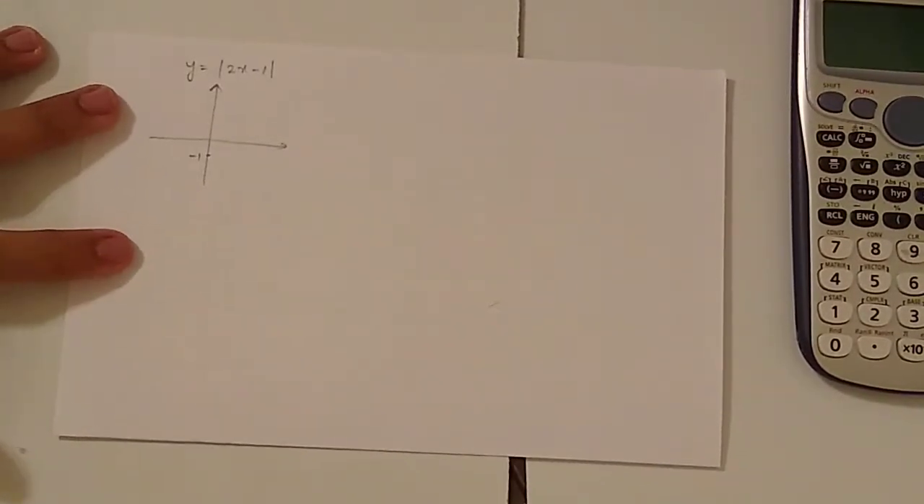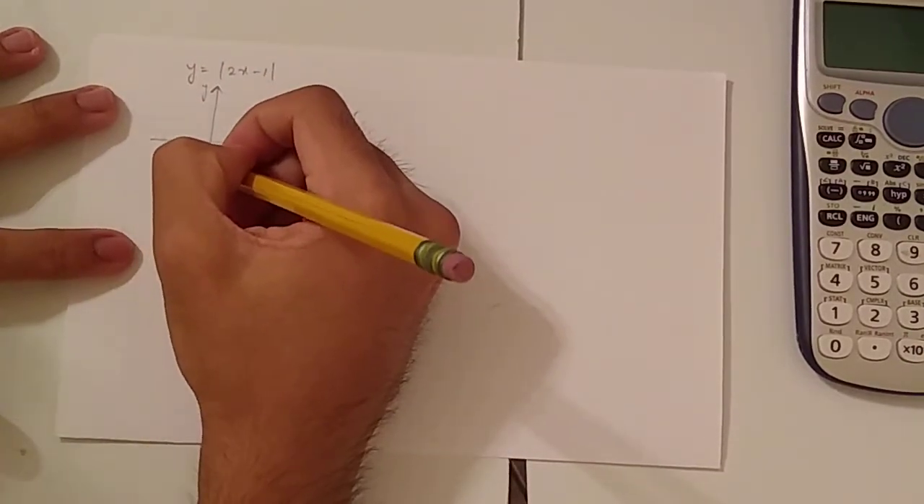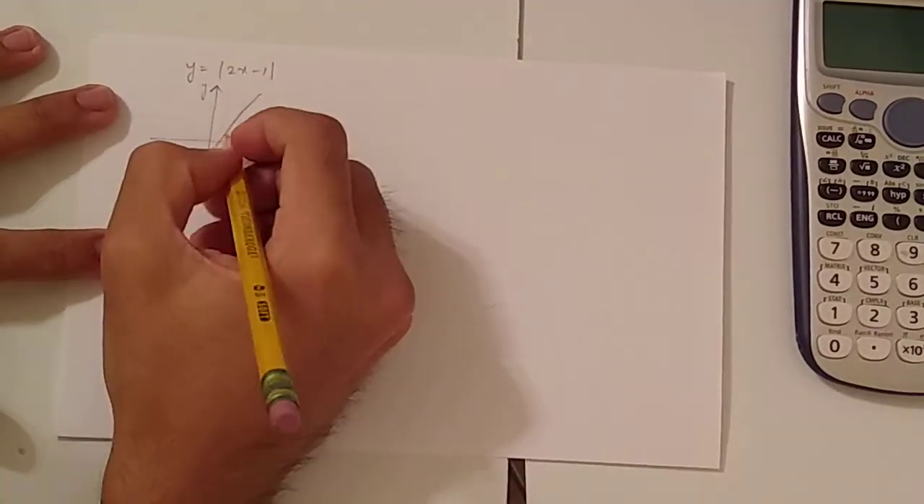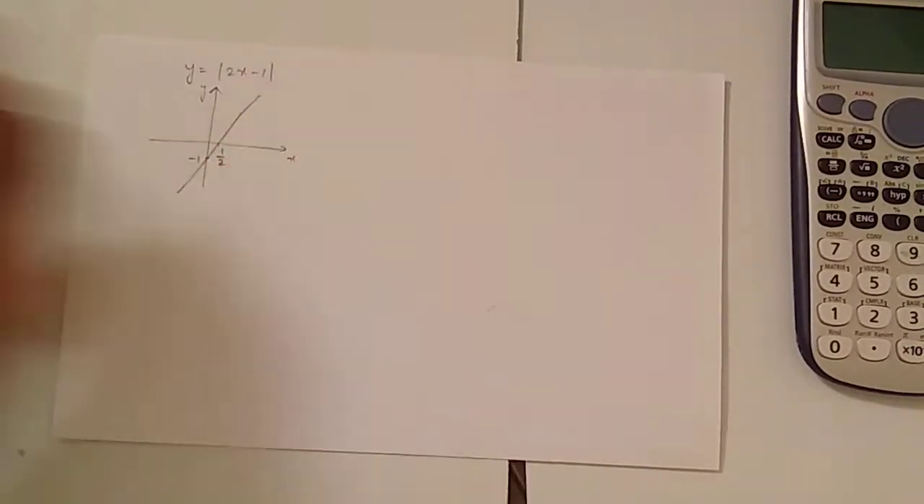So we have minus 1, we have gradient 2 and y-intercept minus 1, so it is a steep graph, and the x-intercept is half. And this graph goes to minus 1. This is 2x minus 1.